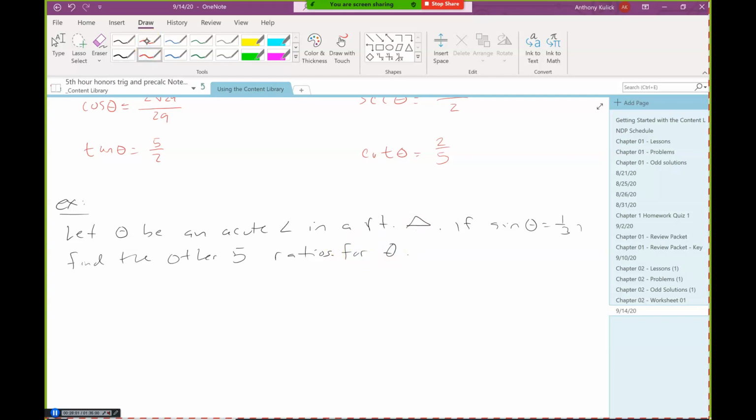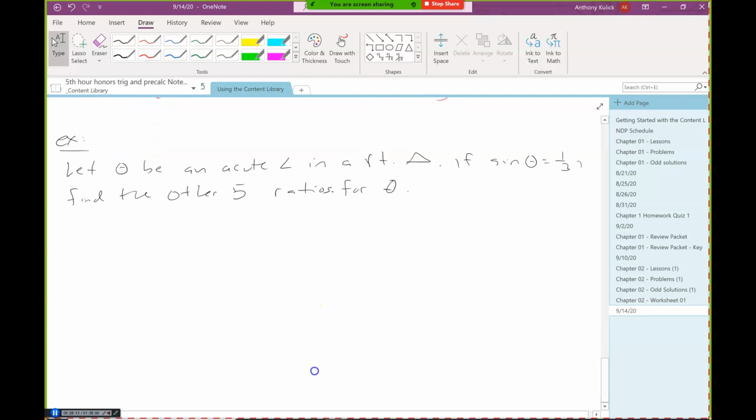Okay, so let theta be an acute angle in a right triangle. If sine of theta equals 1/3, find the other 5 ratios for theta. So I would start by drawing a picture. So here's my right triangle, and I'm going to label one of the angles theta. It doesn't really matter which angle you label. Now I'm going to use the fact that sine is opposite over hypotenuse to determine the side lengths for this opposite and hypotenuse side of my triangle.